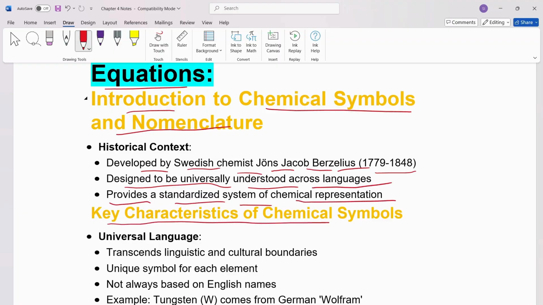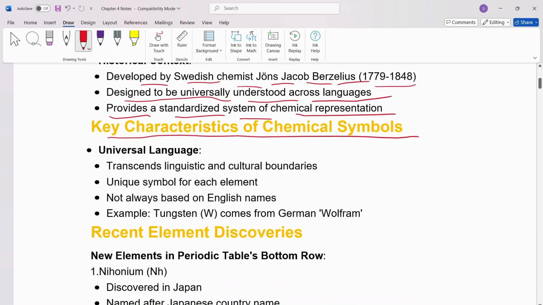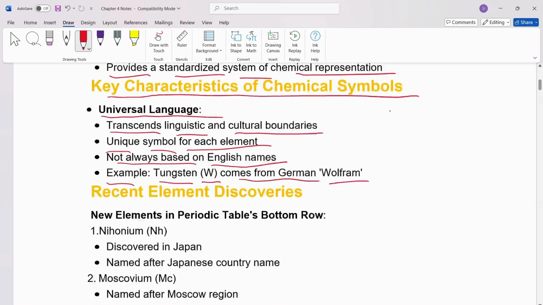Key characteristics of chemical symbols. Its universal language transcends linguistic and cultural boundaries, unique symbols for each element, not always based on English names. Example, tungsten is capital W, comes from German Wolfram.